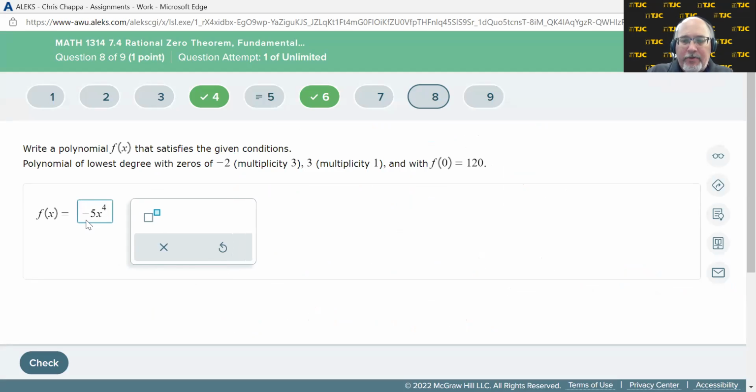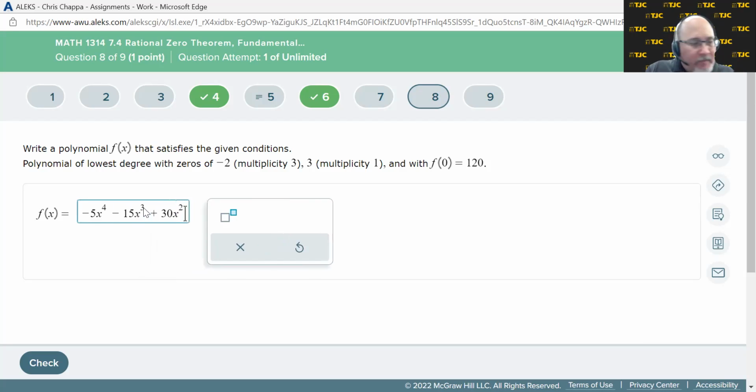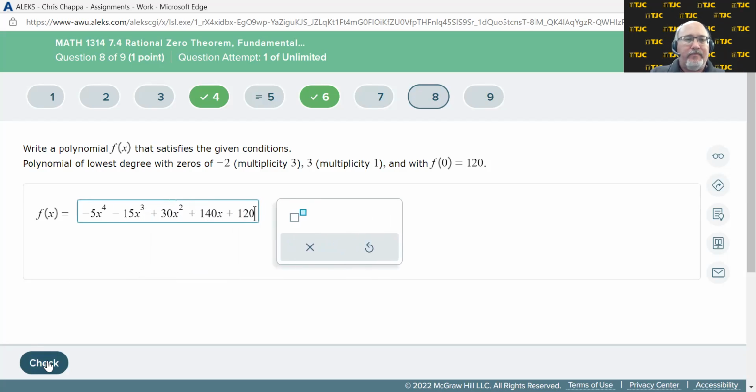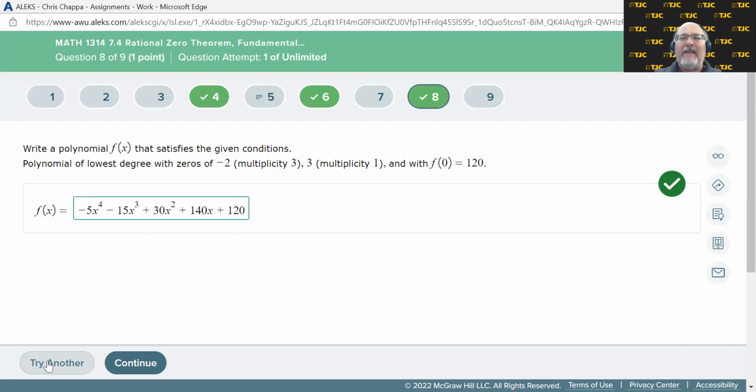Negative 5x to the fourth. Let me type that again. Negative 5x exponent 4 minus 15. Oh, look, I'm typing too much in the exponent. When you need to leave an exponent, press the right arrow key to get out of the exponent. You should know that by now. Minus 15x to the third plus 30x to the second plus 140x plus 120. First time.